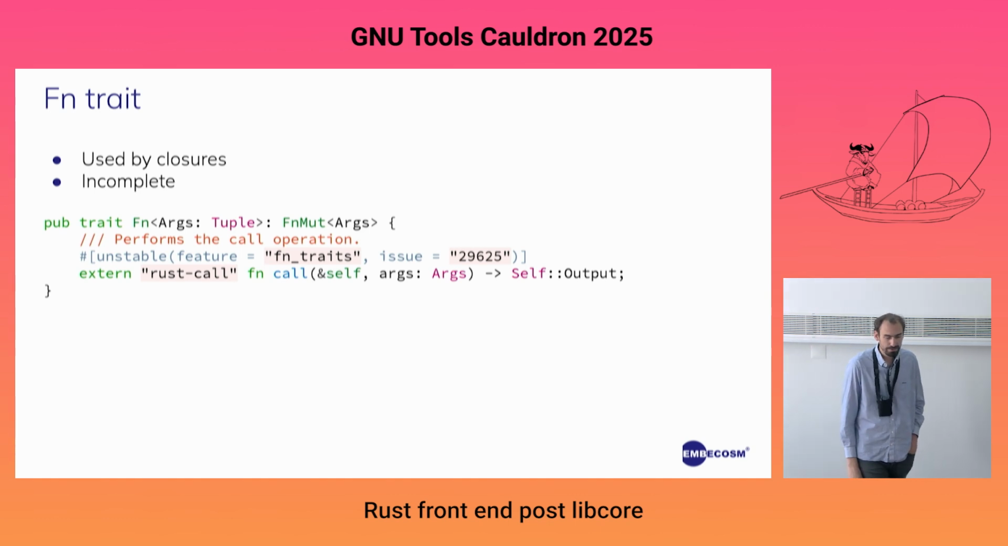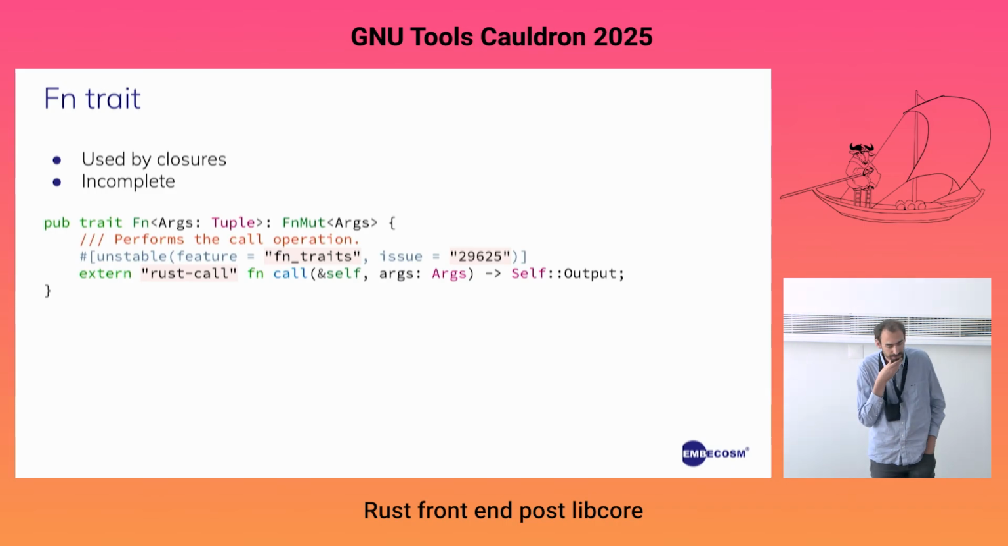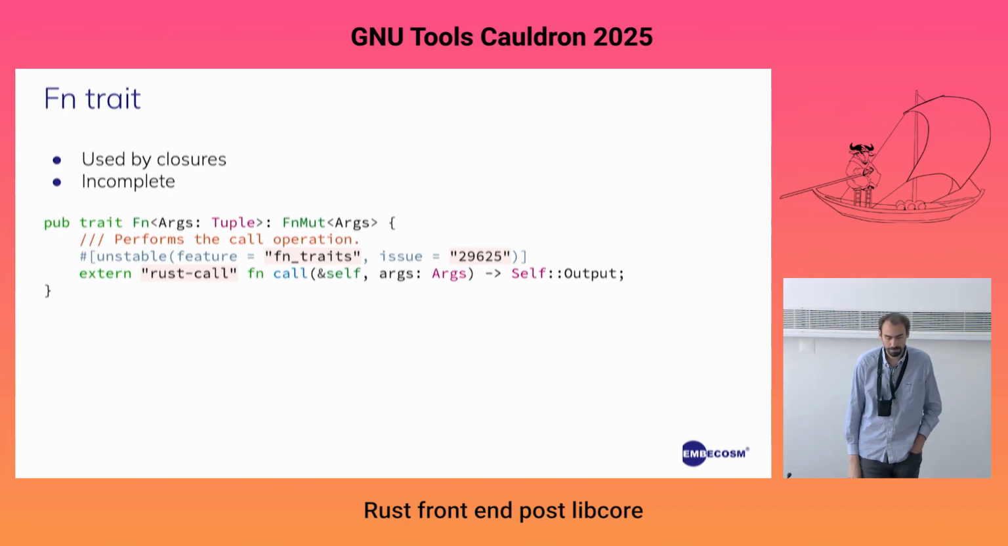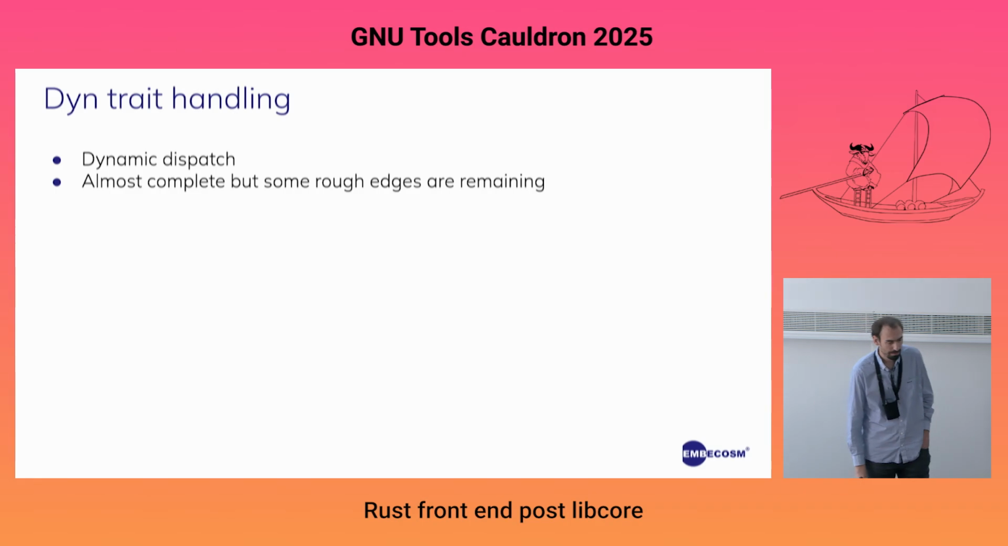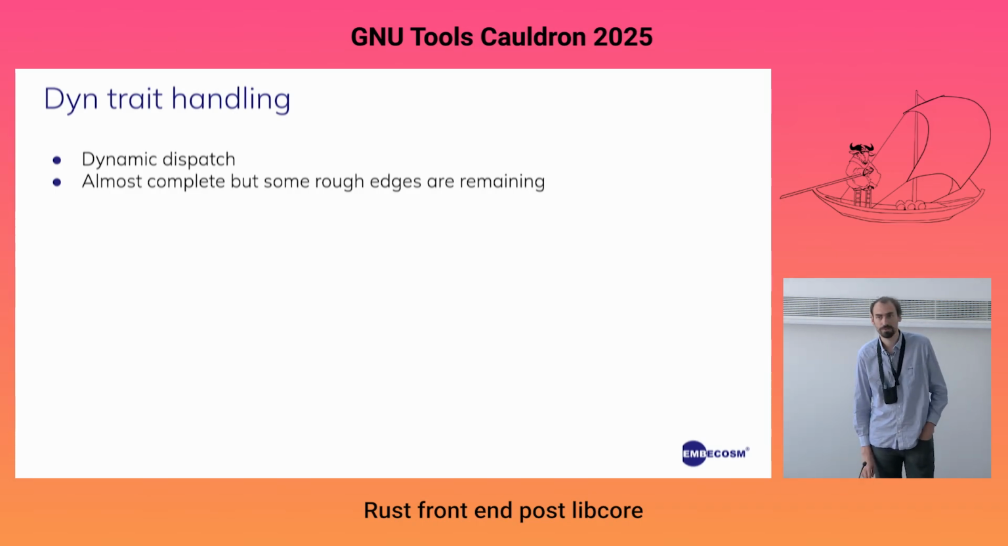Another feature is the Fn trait. That's the trait used by closures. I've put the definition over here. It is partially implemented, but there are still some problems around it, and Philip is about to work on this. Same thing with dyn trait handling. Dyn traits are required to support dynamic dispatch when you go through the vtable, and it is almost complete, but there are some rough edges, and we need to support them.